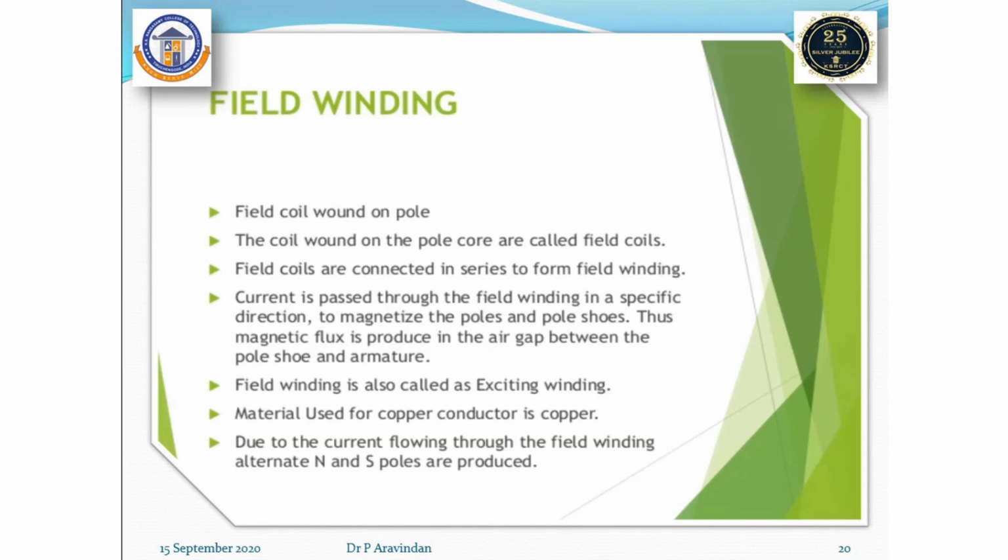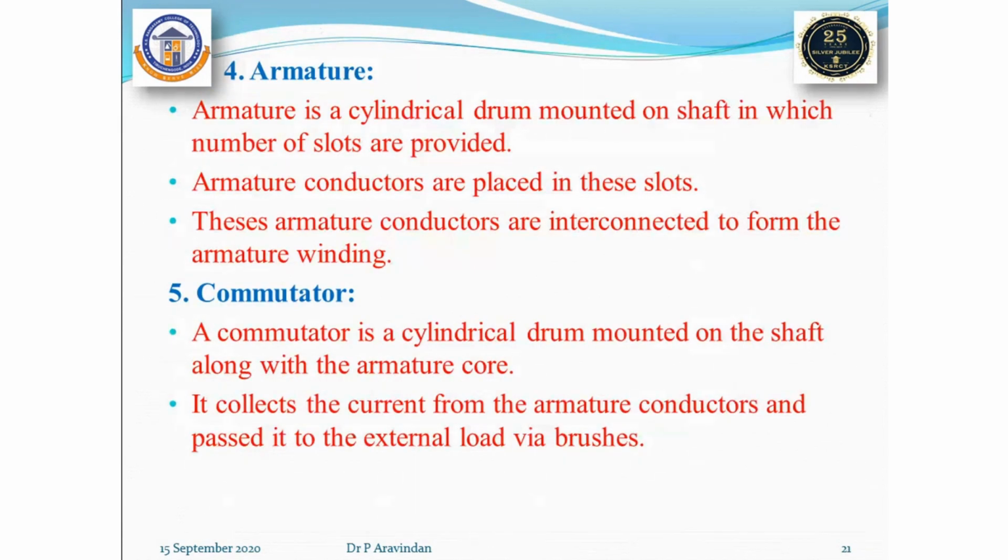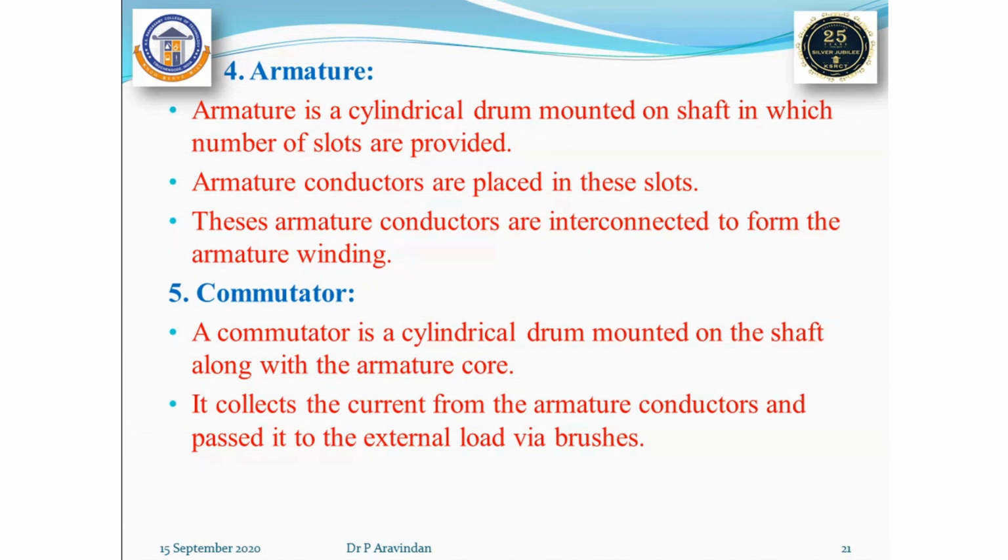The material used for the field winding is copper, copper coil or aluminum, but the majority of the windings should be copper. Due to the current flowing through the field winding, alternate N and S poles will be produced. Now the armature, what you have studied in your DC generator, is the same thing here. Once again, we have to recall. The armature is a cylindrical drum mounted on the shaft in which a number of slots are provided. Armature conductors are placed in these slots. These armature conductors are interconnected to form the winding.